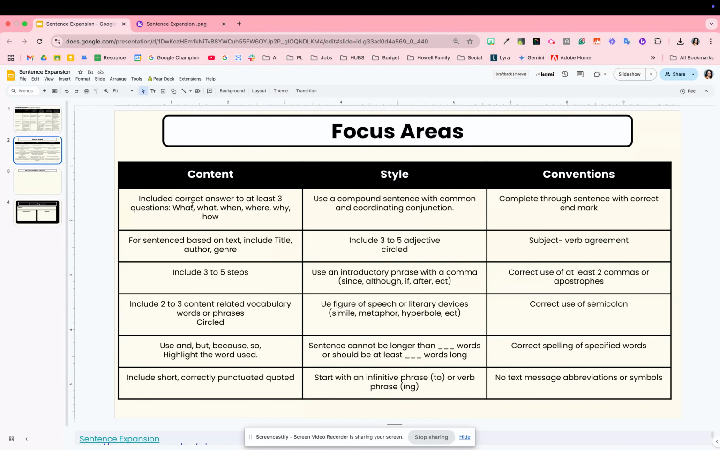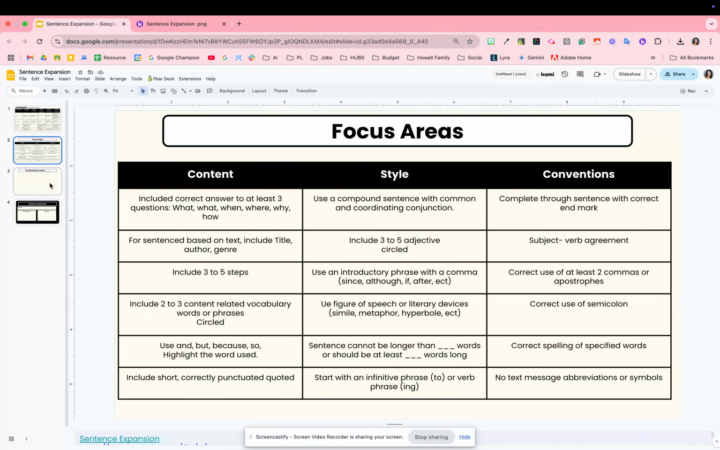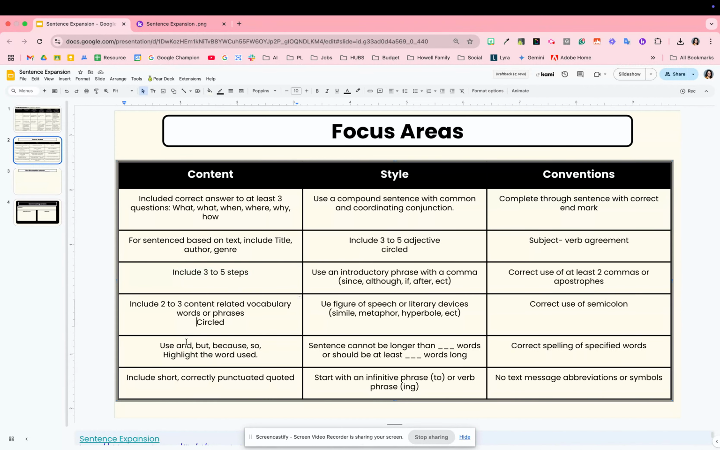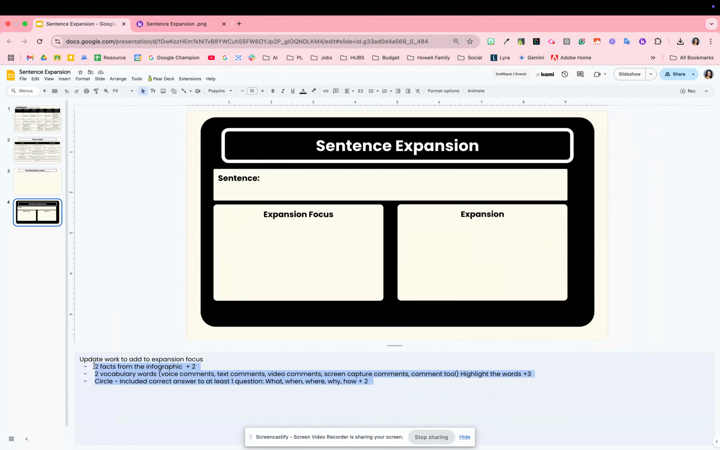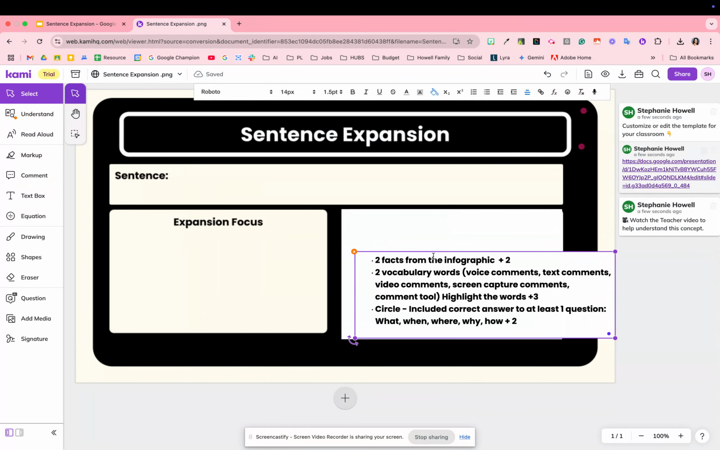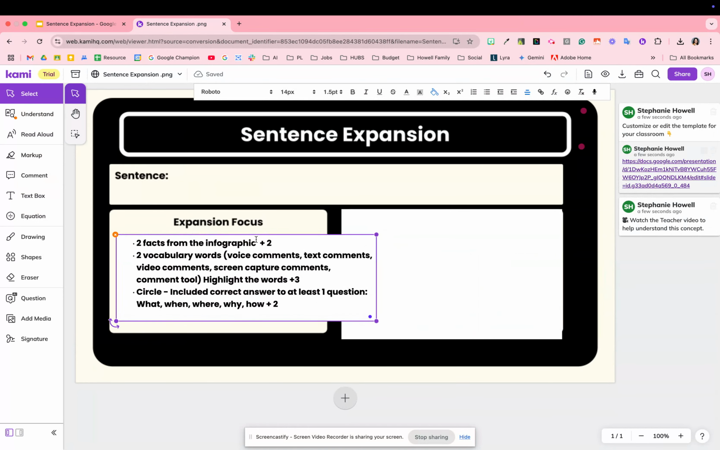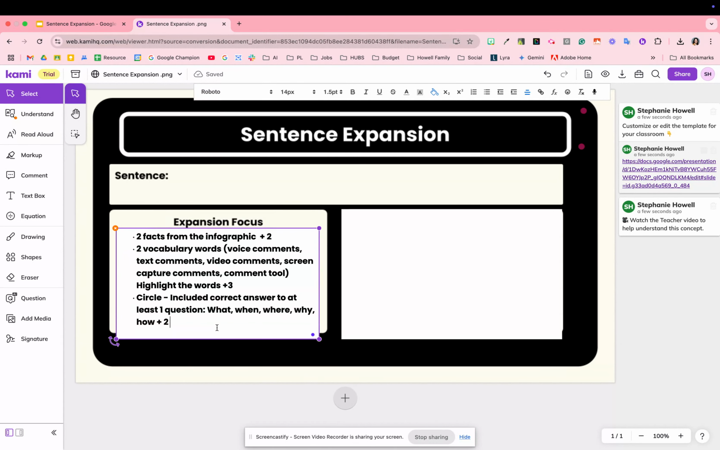That can be content related, style, conventions. You might have them include 3 to 4 steps. So if this was an image of the water cycle, I might say, okay, I want you to include 3 to 4 steps. We want them to expand their thoughts and their ideas. And so again, have your thoughts on what you want it to look like. In Collins writing, they also say that you can give points. So if the students do this, they get 2 points, this, they get 3 points, and 2 points on that circling one. So again, I put my expansions right here.